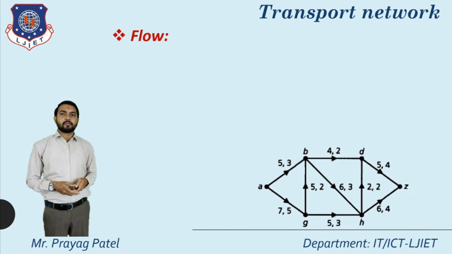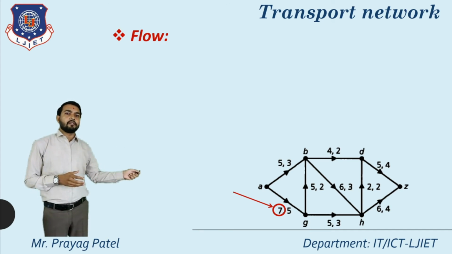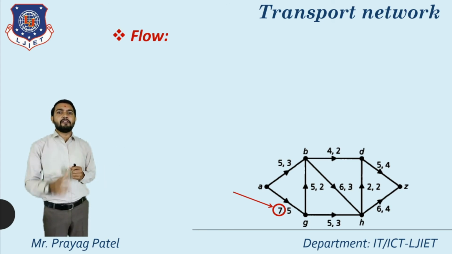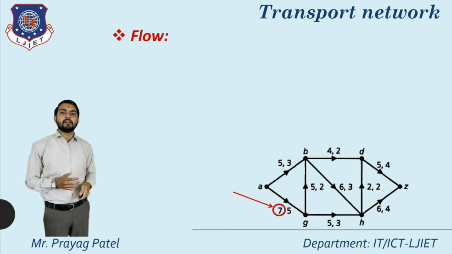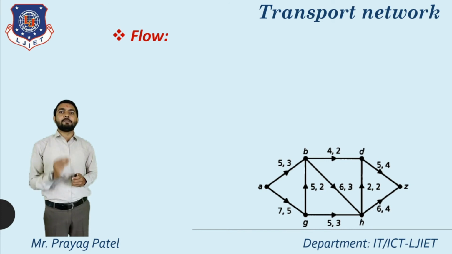Now see here in this figure what the flow and what the capacity are. In this figure we write two things for each and every edge. For example, for edge A to G we write two numbers: one is 7, the second one is 5. Now what is the meaning of 7? What is the meaning of 5? Here we represent the capacity and flow.